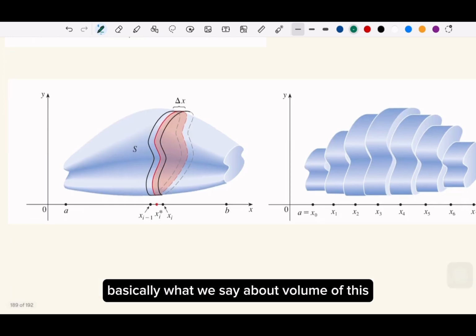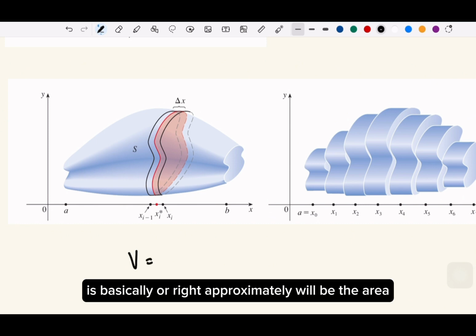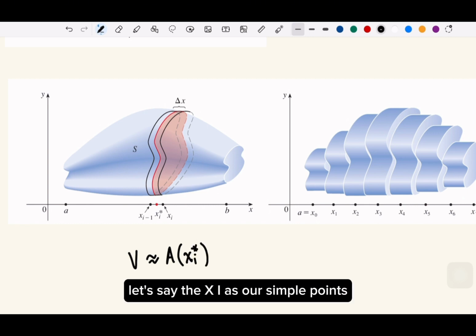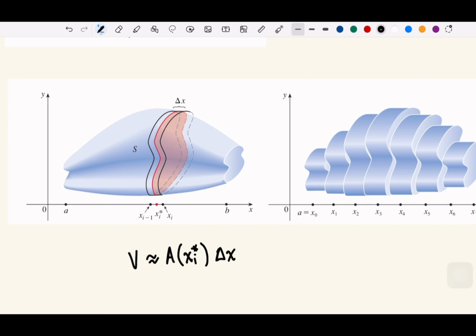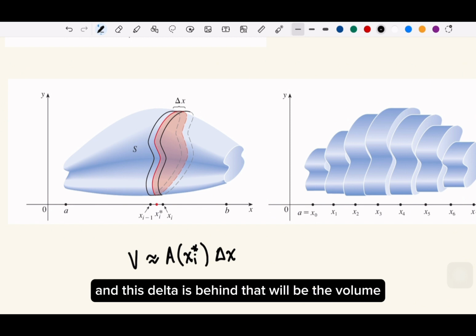basically what we say about the volume of this is, or let me write, approximately the base area at some certain sample points, let's say xi as our sample points, multiplied with the delta x. So this is the volume of one slab. This is the area, the red one here, and this delta x is the height. That will be the volume.